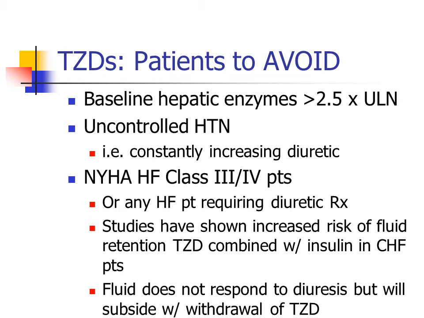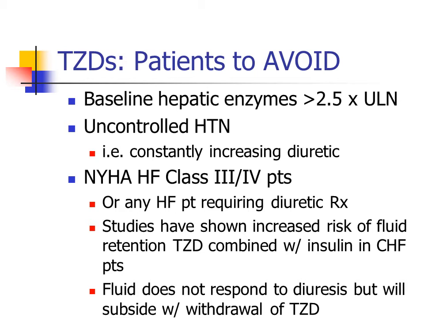For similar reasons, patients with uncontrolled hypertension, you may want to consider not using these agents. Now, this is different from patients with controlled hypertension. But if you're constantly increasing a diuretic in a patient, remember that these can cause fluid accumulation and cause some edema. So you may consider changing their antidiabetic agent from a TZD to an alternate agent if you find that you're constantly increasing or in need of more diuretic.